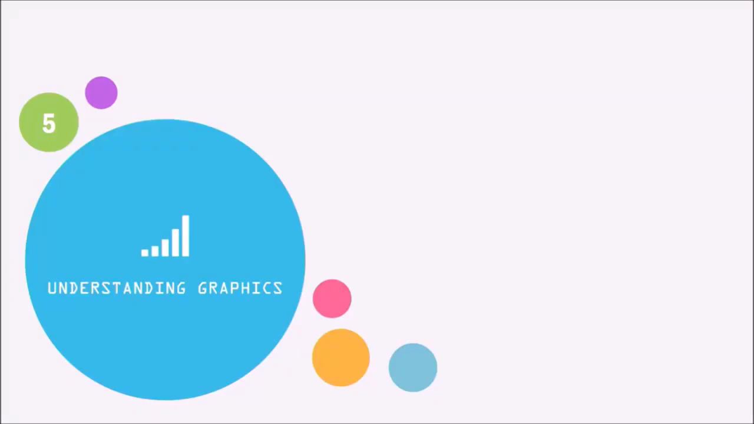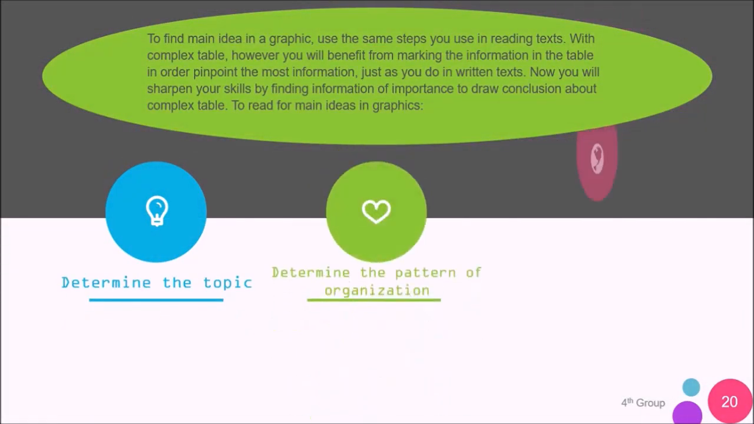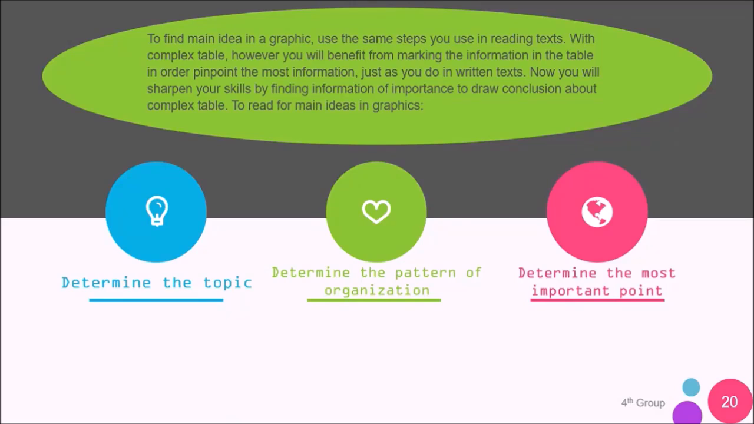Understanding graphics. To find the main idea in graphics, use the same steps you use in reading text. With a complex table, however, you will benefit from marking the information in the table in order to pinpoint the most important information, just as you do in written text. Now, you will sharpen your skills by finding information of importance to draw conclusions about a complex table. To read for main ideas in graphics, first is determine the topic. Second is determine the pattern of organization.